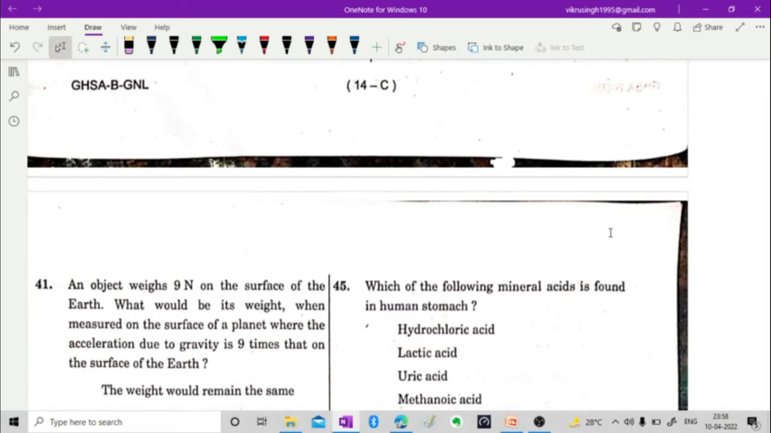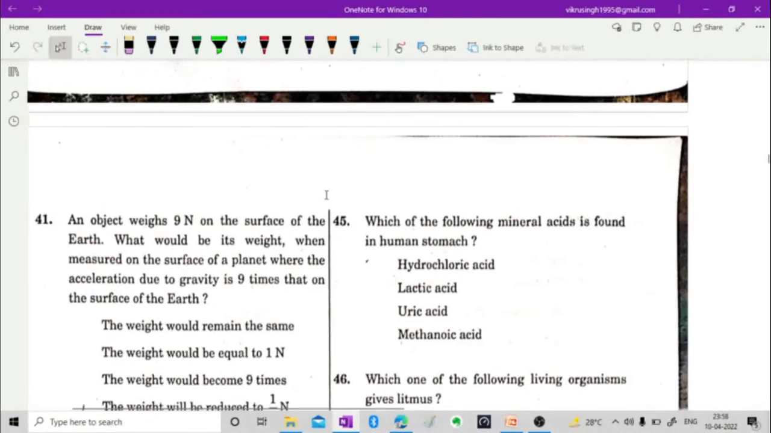An object weighs 9 newton on the surface of the Earth. So what would be its weight when measured on the surface of a planet where the acceleration due to gravity, small g, is 9 times that on the surface of the Earth? So what would be the correct option?